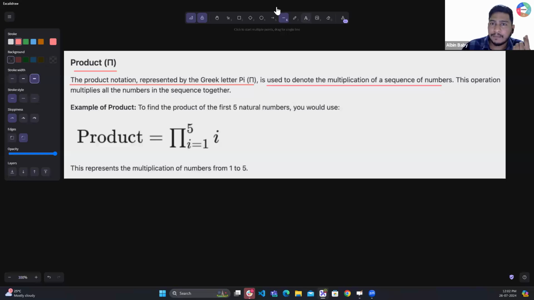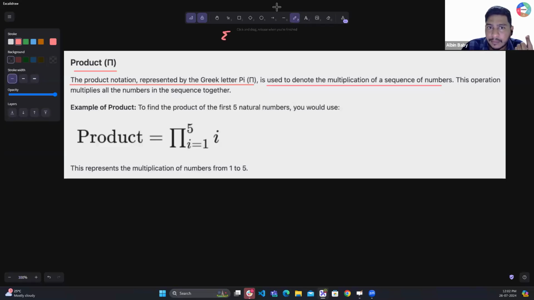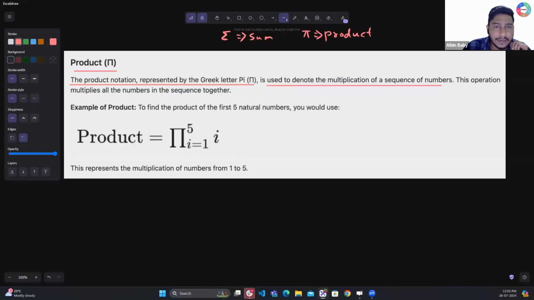numbers. So previously, when you had summation, what were you doing? You're finding the sum of that sequence, right? Here, when you have pi, what will you do? You'll find the product of the sequence of numbers, right? Got it? Clear? Any doubts? All right, cool. Let's move ahead.